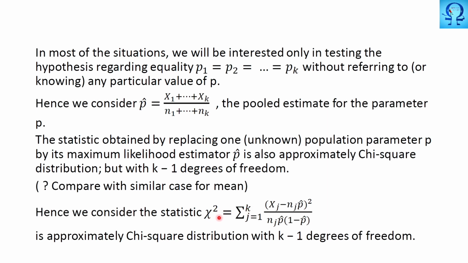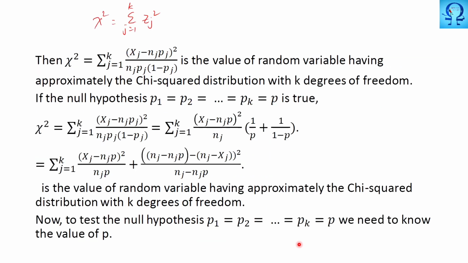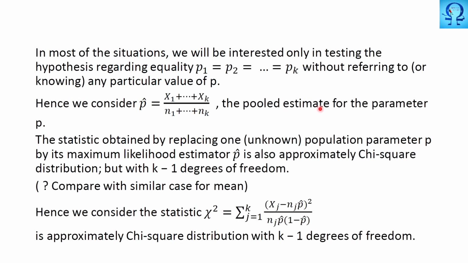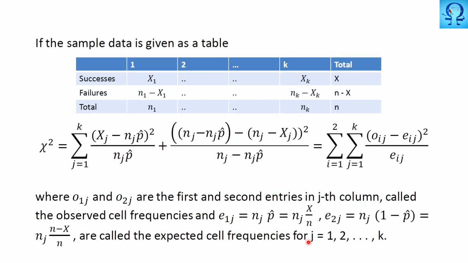This is a chi-square random variate with k minus 1 degrees of freedom. But if you proceed exactly with p's, and if you are interested in the value of p as well, this becomes a chi-square random variate with k degrees of freedom. But when you use the pooled estimate, you will have k minus 1 degrees of freedom.